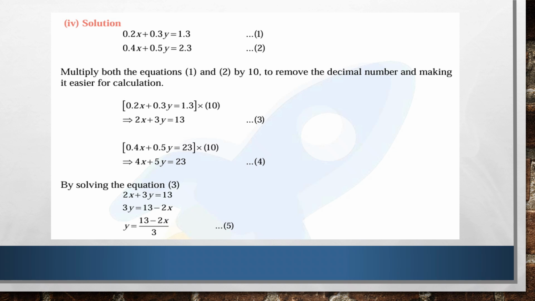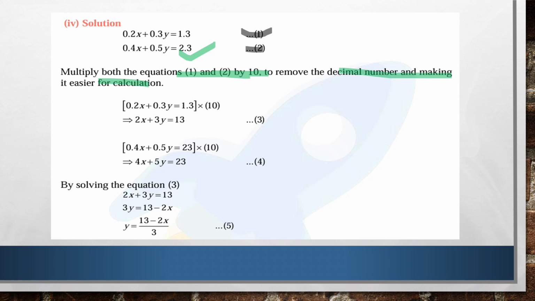Solution to the fourth one: 0.2x plus 0.3y is equal to 1.3, take it as equation 1. The second one is 0.4x plus 0.5y is equal to 2.3. The values of a1, b1, c1 and a2, b2, c2 are given in the form of decimals, so we have to multiply both sides of the equations by 10 to remove the decimals, making the calculation easier.